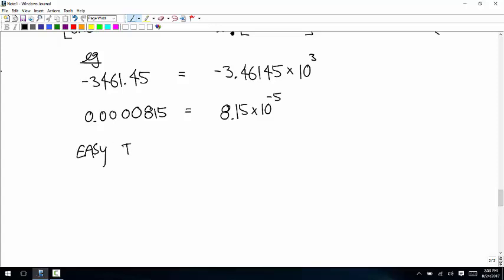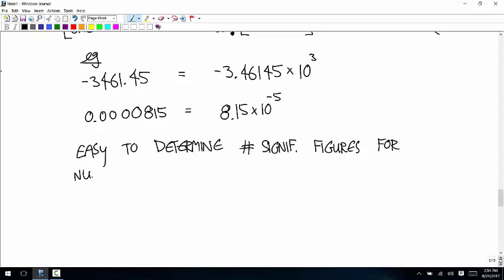So it's really easy to determine the number of significant figures for a number written in scientific notation. In scientific notation, just every digit before the times 10 to whatever is significant.